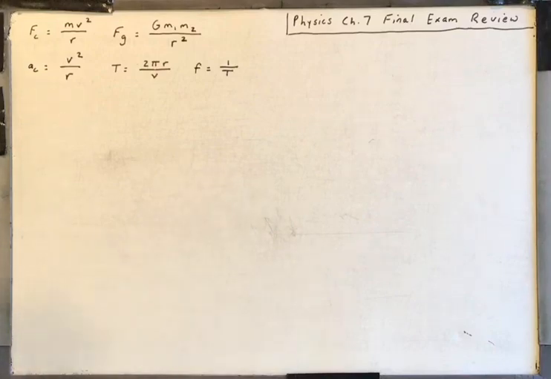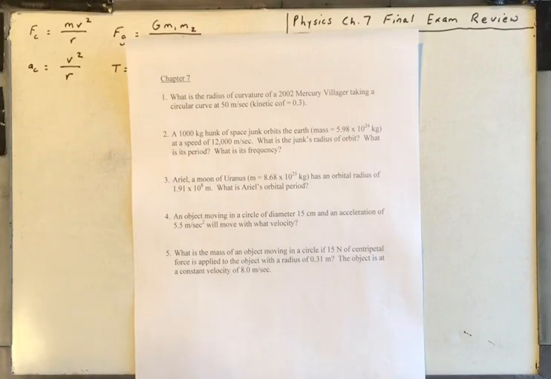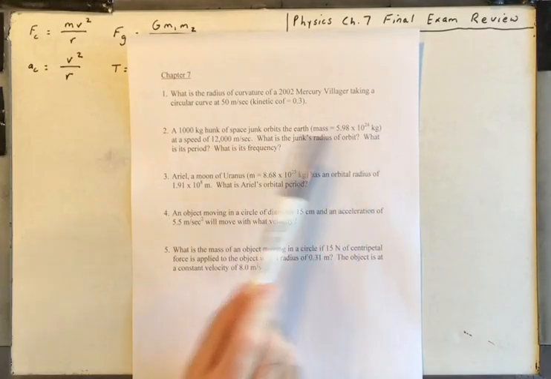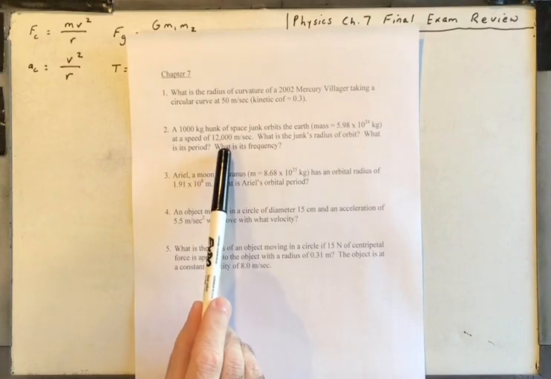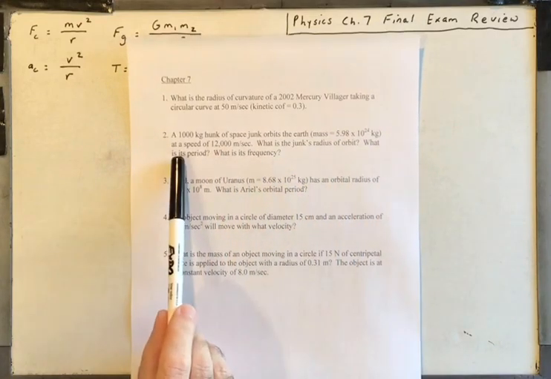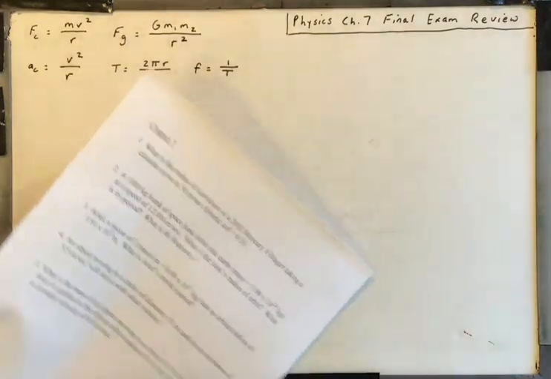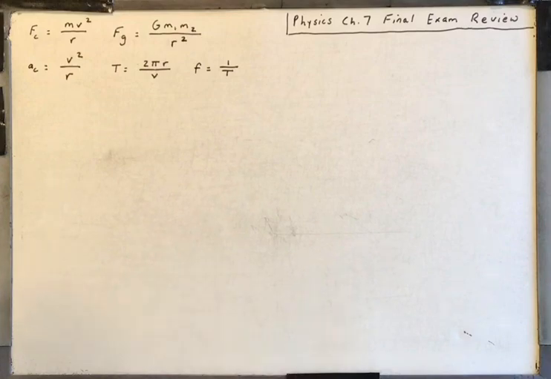Number 2, bringing it into view, it says a 1,000 kilogram hunk of space junk orbits the Earth. Its speed is 12,000 meters a second. What's the junk's radius of orbit? What's its period? What's its frequency? Okay, so we can get kind of 3 problems in one here.